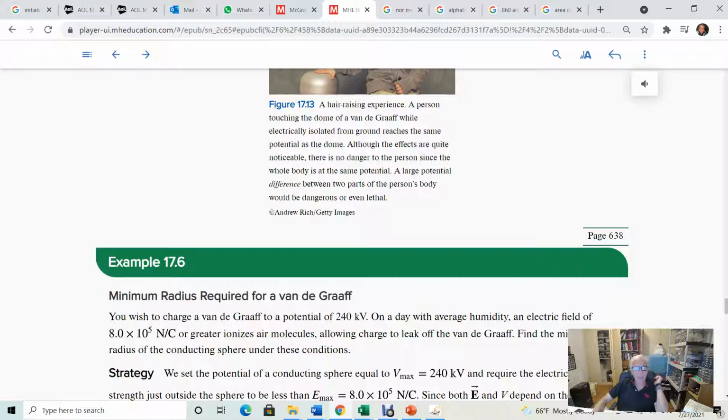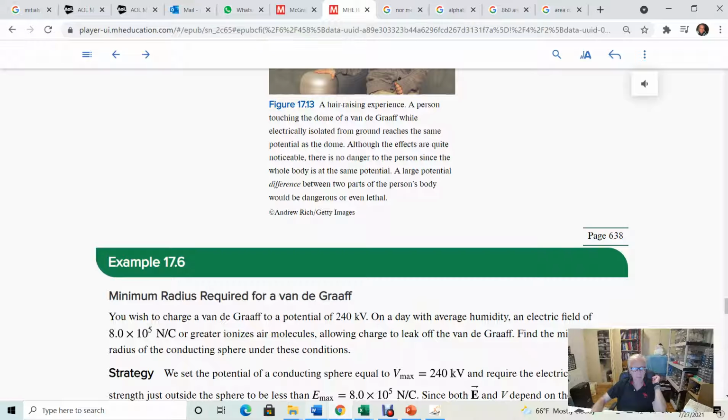So the electric potential of the sphere is 240 kilovolts. And what do we want? We want to find out the radius of the conductor in which the electric field does not exceed this value here. That's what he's asking us to do.